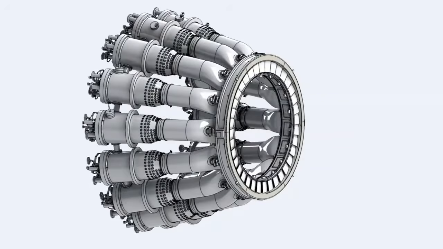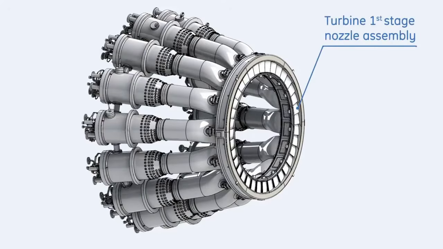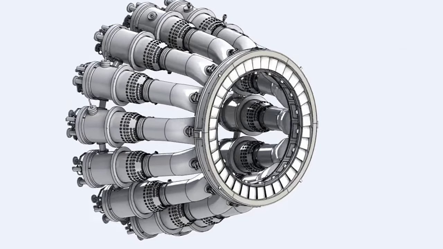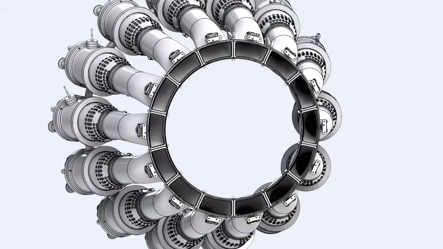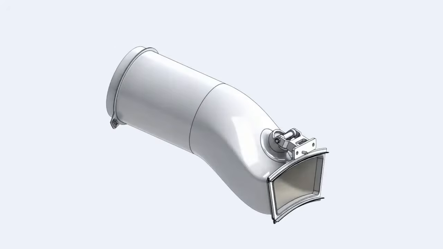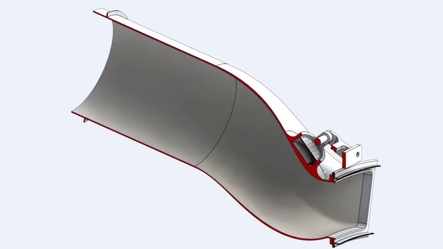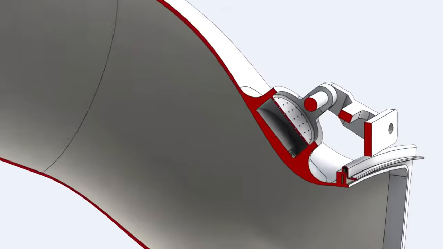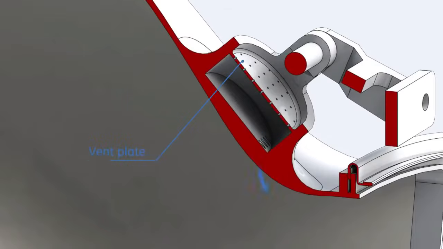Transition pieces are the interface between the combustion and the turbine sections. They direct the hot gases from the liners to the turbine first stage nozzles. The first stage nozzle entrance area is divided into 14 equal areas, receiving the hot gas flow. Due to the extremely high temperatures of the passing hot gases, the inside surface of the transition piece is coated with thermal barrier coating. Cooling air is introduced by allowing compressor discharge air through the vent plate to the cooling holes machined on the transition piece aft end.